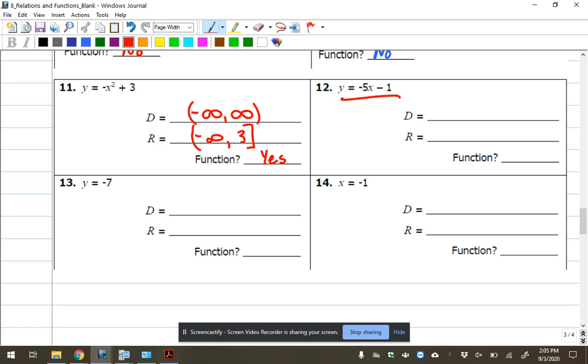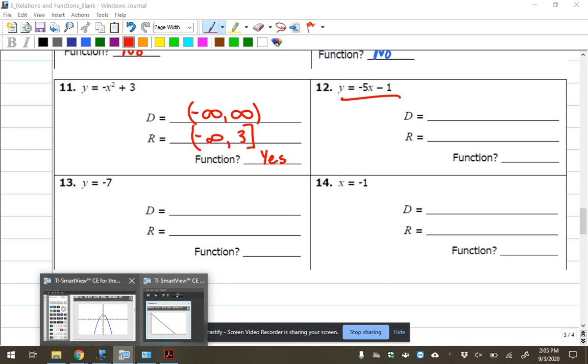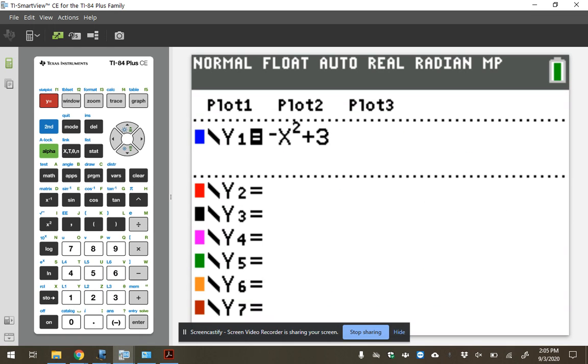The good news is I got a graphing calculator, and I'm going to graph that. I'm going to go to y equals. I'm finished with this equation, so I'm going to clear it out. I'm just going to hit clear, and it'll delete whatever's in there. Okay? And then type in negative 5x, so the negative sign of 5, the x, and then minus 1.